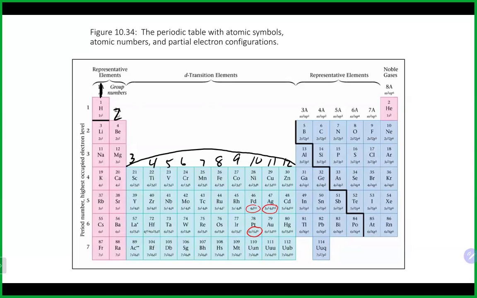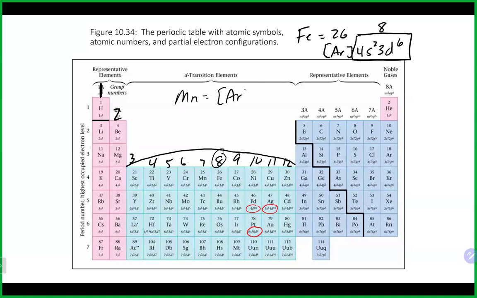So for example, if we look at iron, which we did the electron configuration for a second ago, which is 26, that is argon, 4s2, 3d6. Right here is iron's 8 valence electrons, those S's, and again, the D's being available to them. We did like Mn, right? And again, that was argon, 4s2, 3d5, and right there is its 7 valence electrons.